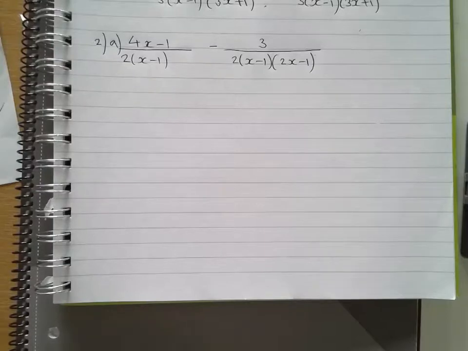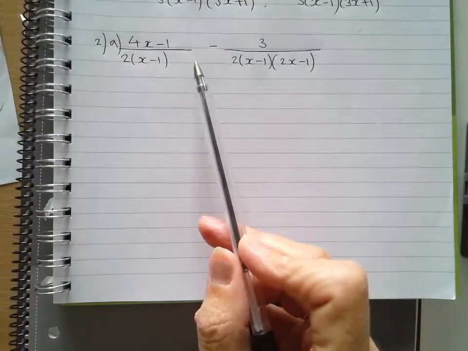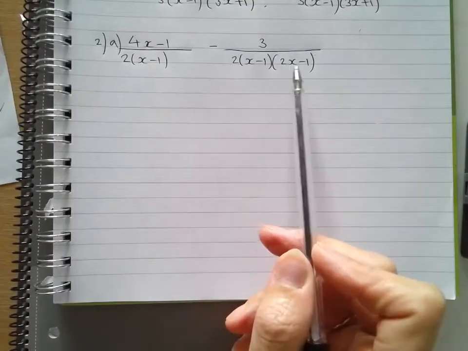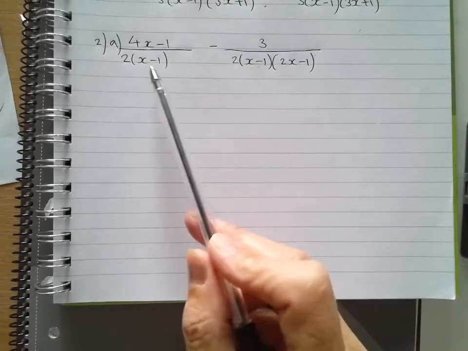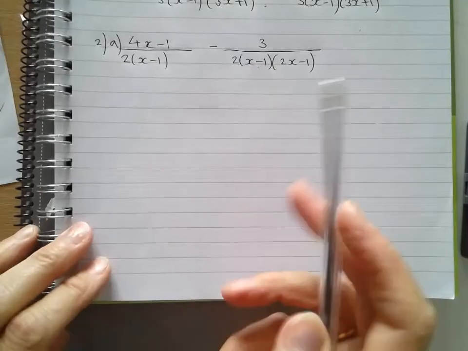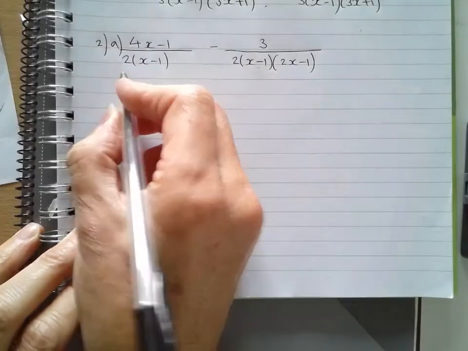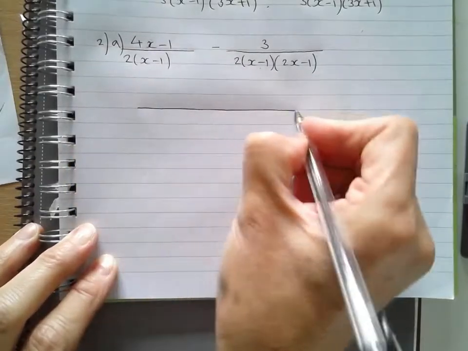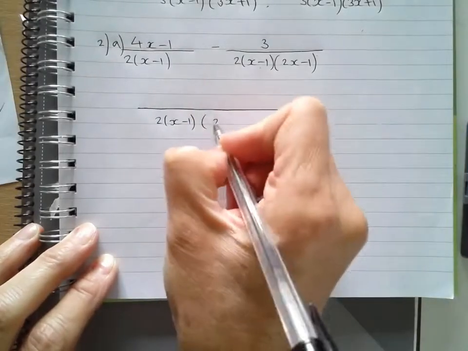Okay, so I've got algebraic and partial fractions question 2, and I've got to express these two fractions as a single fraction in the simplest form. So I'm looking at my denominators. I'm first noticing that I've got a common factor here, so straight away I can use a common denominator. I've got 2 lots of x minus 1 as part of the common denominator, and then multiplied by 2x minus 1.